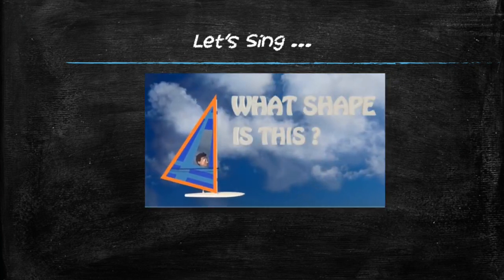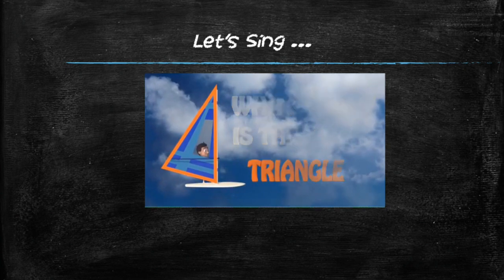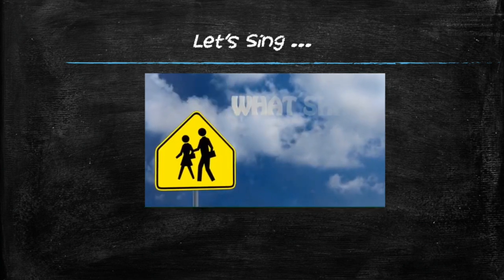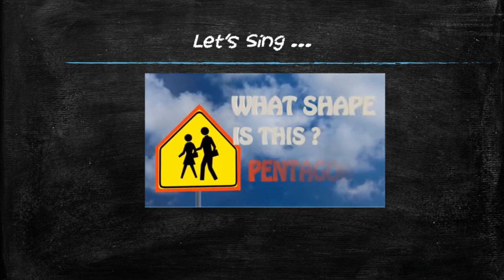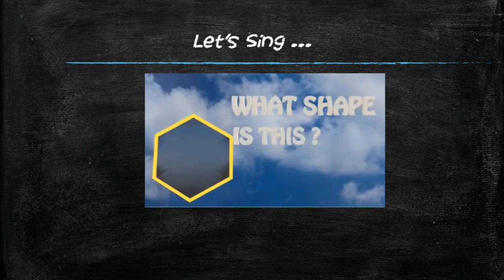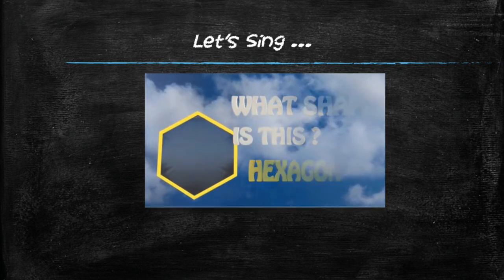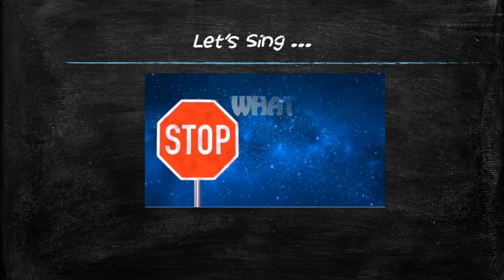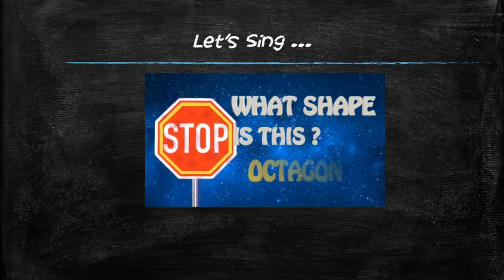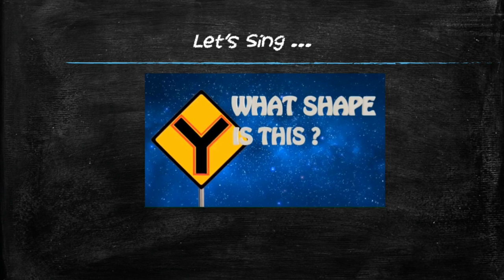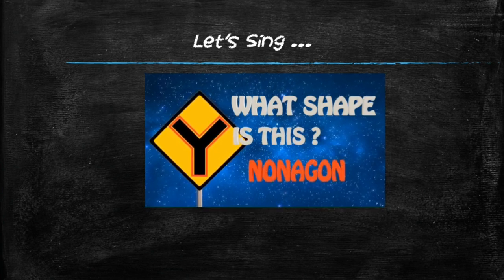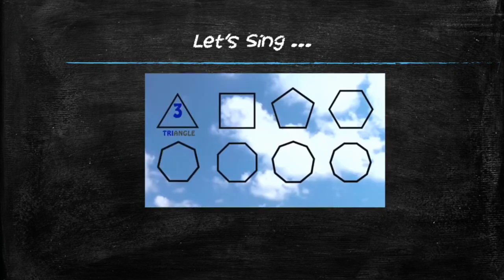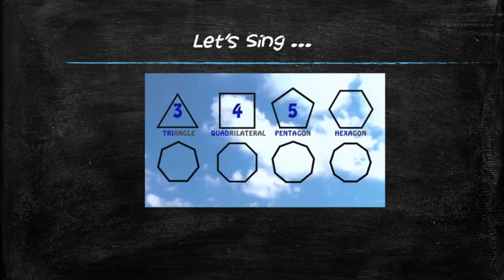What shape is this? Triangle. What shape is this? Quadrilateral. What shape is this? Pentagon. What shape is this? Hexagon. What shape is this? Heptagon. What shape is this? Octagon. What shape is this? Nonagon. What shape is this? Decagon.